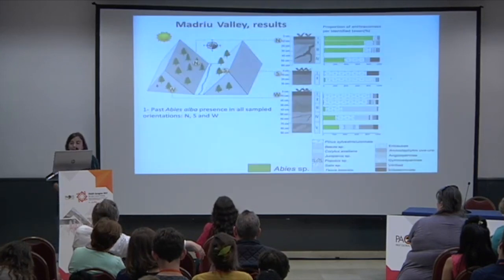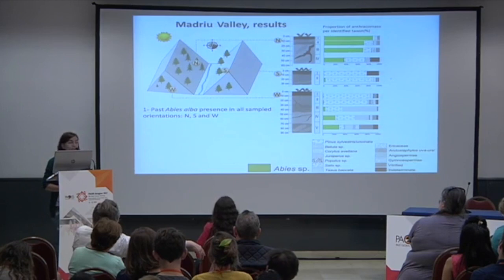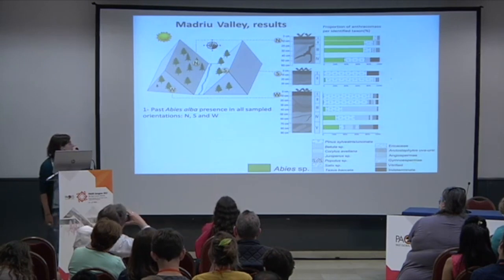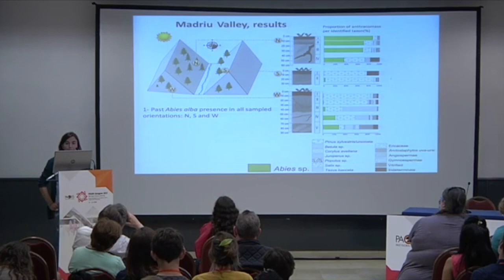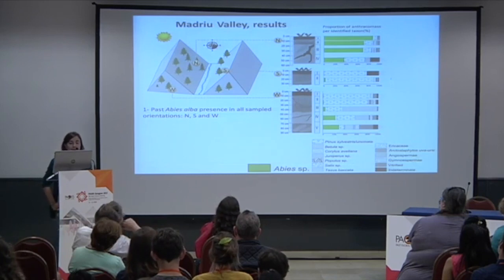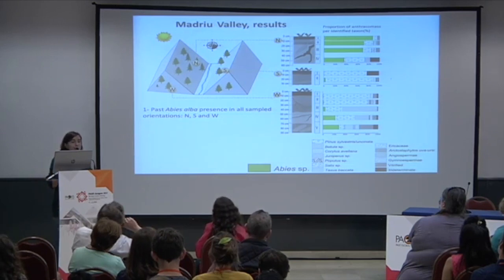Well, here in the center you can see the soil profiles, and at right the results of species identification. In green you can see the Abies charcoal fragments. Well, the first thing that we can see is the past presence of Abies in all the sampling points, north, south, and west. So it confirms the past fir presence in the areas where today it is missing.